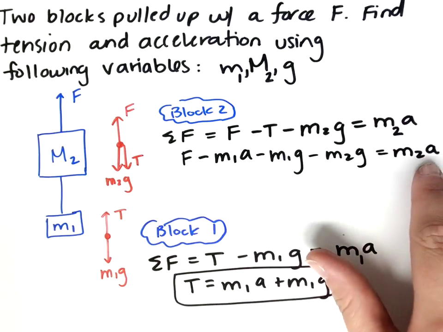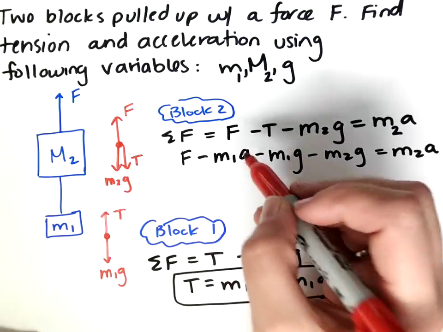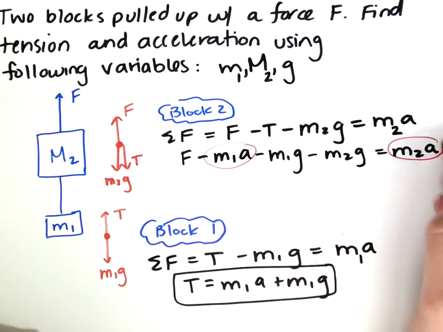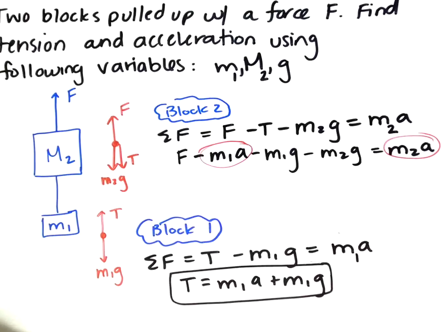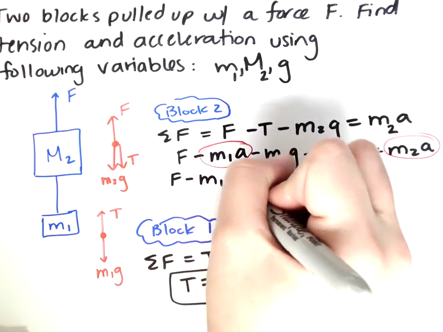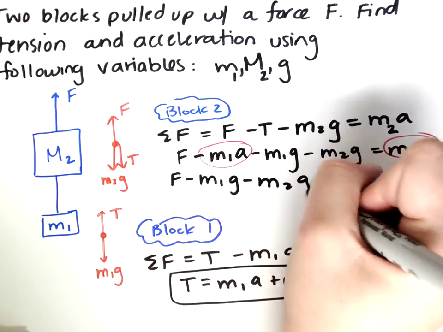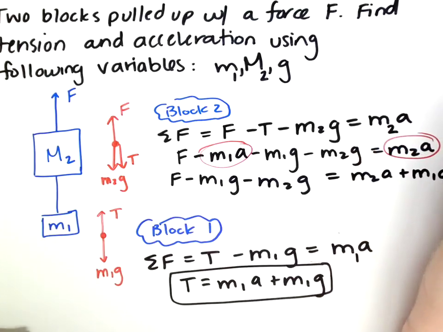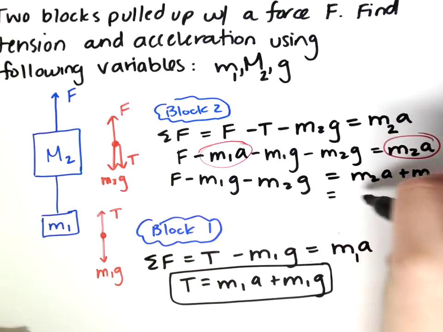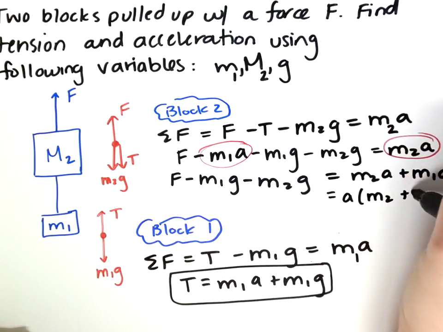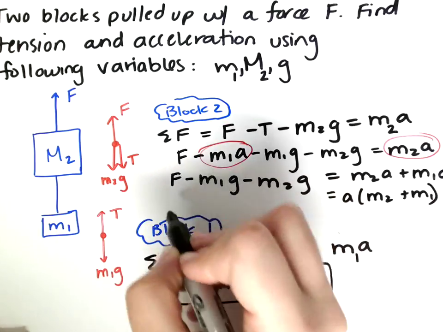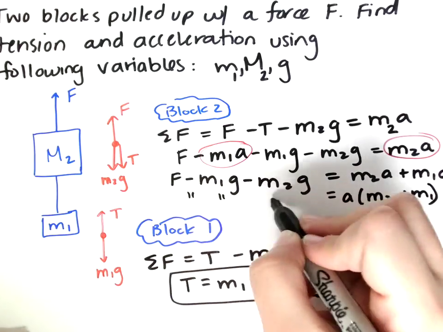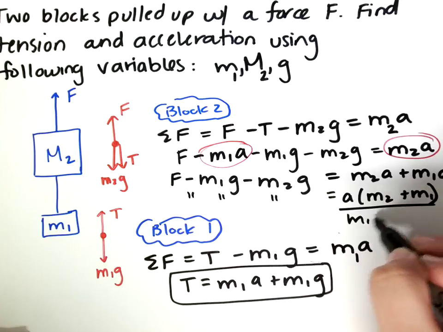Now we're finding acceleration. So, we have an M1A here and we have an M2A here. So like the last problem, we combine those A's. So add the M1A on both sides. What's left over on the left-hand side is F minus M1G minus M2G equals M2A plus M1A, and pull out the A. We get M2 plus M1 times A. I'm not going to rewrite that part again, but you're going to want to divide by M1 plus M2 on both sides.